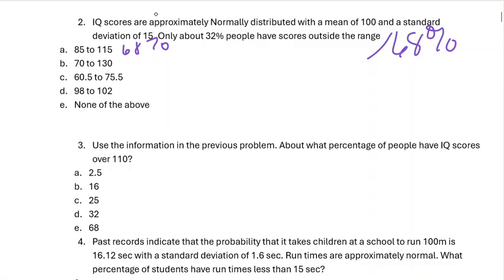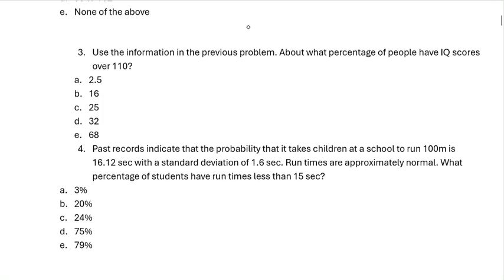If you did 70 to 130, even though we already know the answer is A, if you do 70 to 130 with the mean of 100 and the standard deviation of 15, you end up getting 95%. So you can kind of tell that the answer is going to be 68%. 68 is between 85 and 115, so 32% is outside the range.